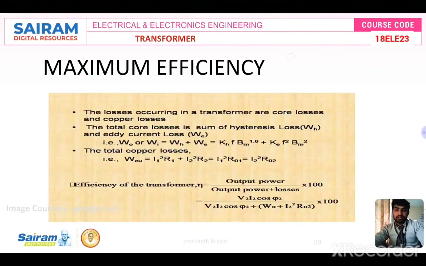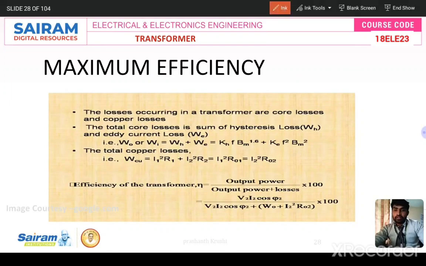Just see the maximum efficiency of transformer. So the losses of a transformer are core loss and then copper loss, everybody knows, right? Total losses are iron loss, that is eddy current loss plus hysteresis loss, and then copper loss, which is I1 square R1 on the primary side, I2 square R2 on the secondary side, and I1 square R0 in terms of primary referred to secondary, and secondary referred to primary is I2 square R2.